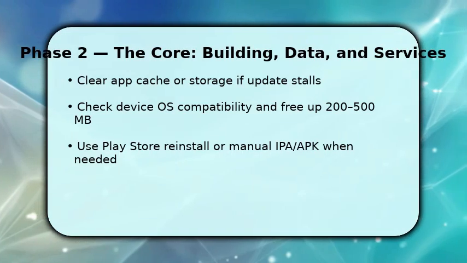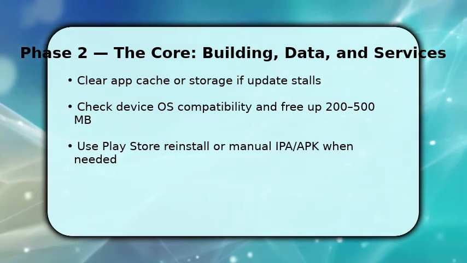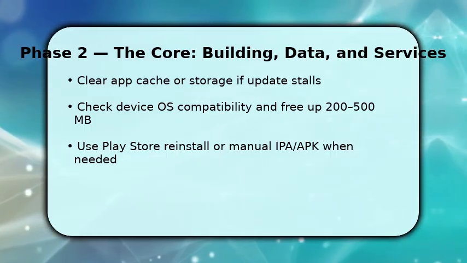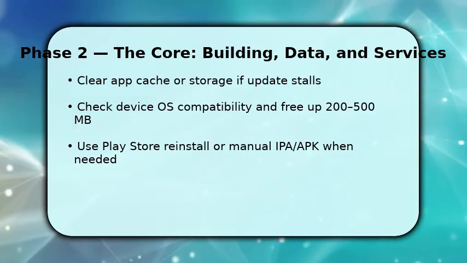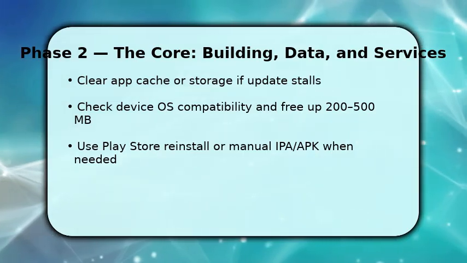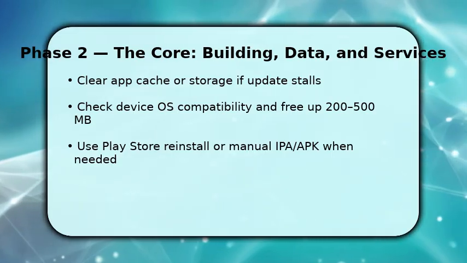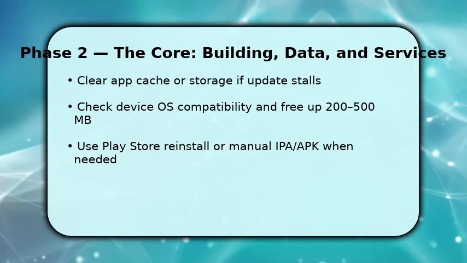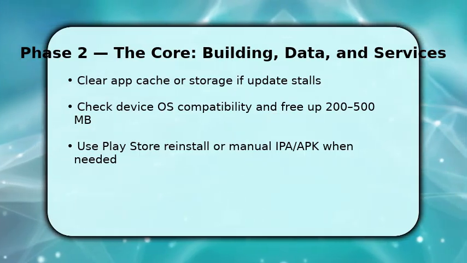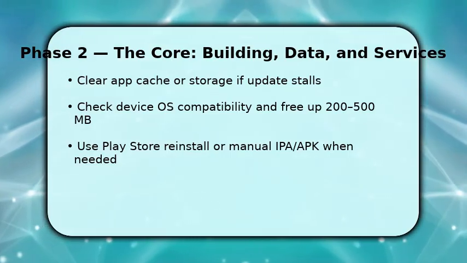You may hit mid-process issues. If the update stalls, clear Spotify cache or app storage. This removes temporary files without affecting account data. Next, verify your device OS meets Spotify's minimum. An outdated OS often blocks updates. Make sure you free up 200 to 500 MB of space to allow unpacking. If the store refuses to update, consider reinstalling from Play Store or using the official APK/IPA only when you understand permissions. Doing this solves most.